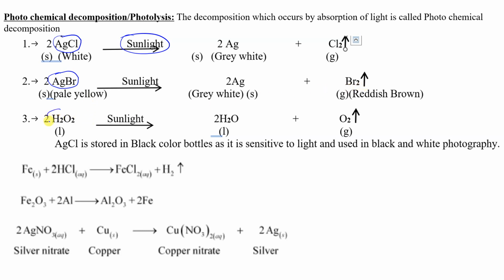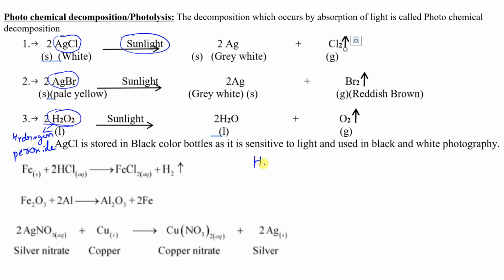Similarly, H2O2, which means hydrogen peroxide. Its name is hydrogen peroxide. Hydrogen peroxide also, when exposed to sunlight, breaks down. So 2 molecules are there, so it breaks as H2O plus O.